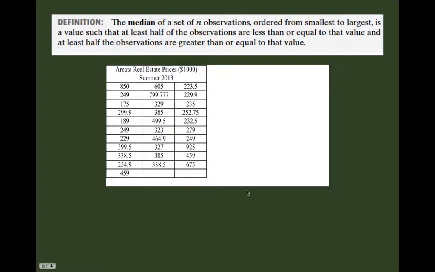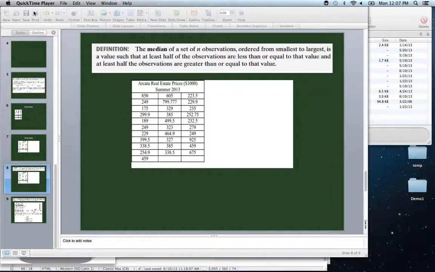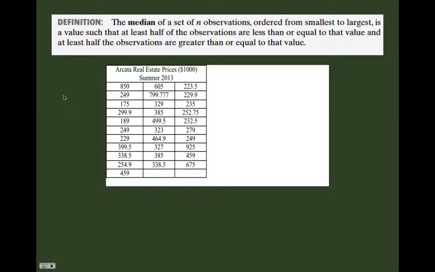Okay, so that takes me to the median. And the median of a set of n observations, ordered from smallest to largest, is the value such that at least half of the observations are less than or equal to that value, and at least half of the observations are greater than or equal to that value. And what we say is the median is the 50th percentile.